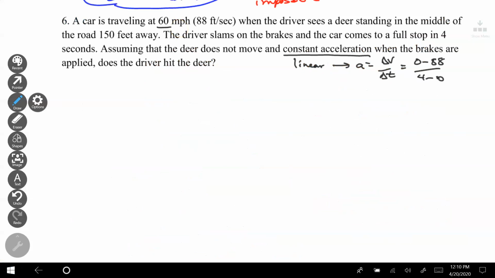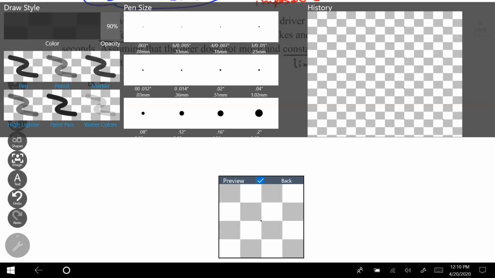So we have this car traveling at 60 miles per hour, which is 88 feet per second, and there's a deer 150 feet away, and it slams on the brakes, and it stops in 4 seconds. Does the deer get hit or not? Well, because I say it's constant acceleration, which we're always going to use for all these problems, unless you tell you different. It's constant acceleration. It's linear, so my acceleration is change of v over change of t, so my acceleration is negative 22 feet per second squared.